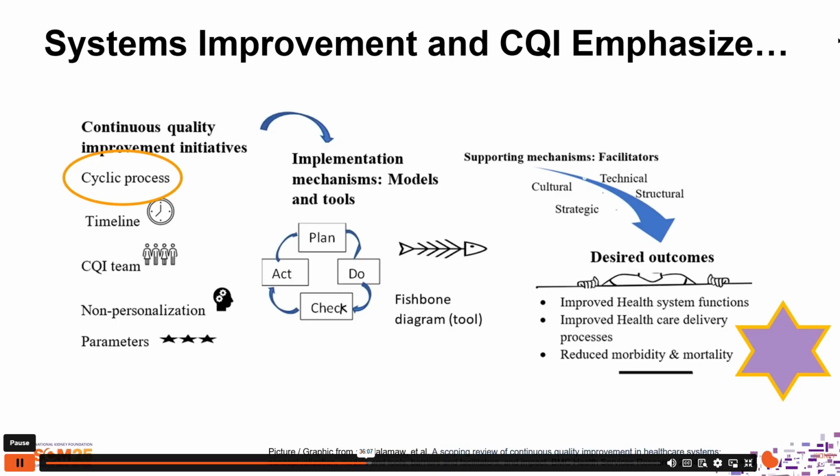The continuous quality improvement philosophy really focuses on continuous. So what does that mean? Cyclic processes. It doesn't mean we're going around in circles trying to fix problems and not getting there. It means that once we put in interventions, we're checking to see if they work, and if they don't work, we're adjusting them to do a little bit better. It focuses on multidisciplinary teams, not personalizing to one individual, but looking at the entire system or processes to change or improve something.